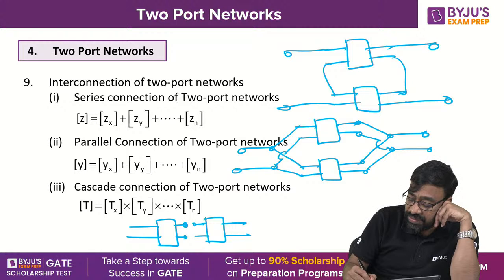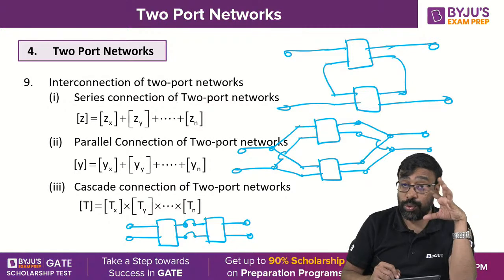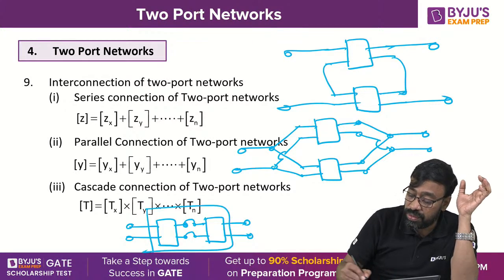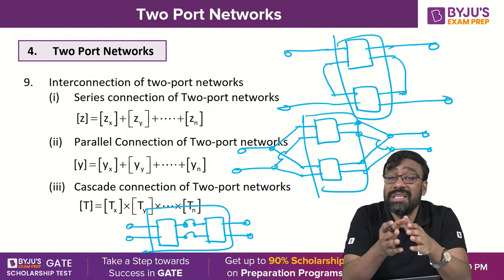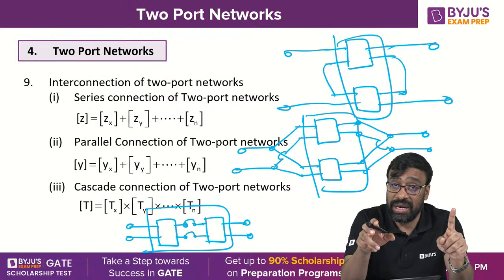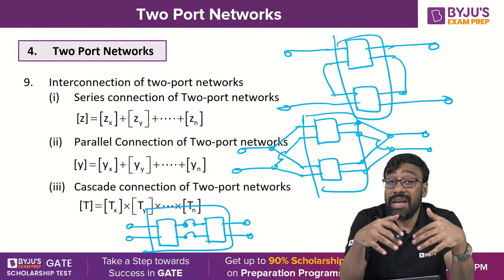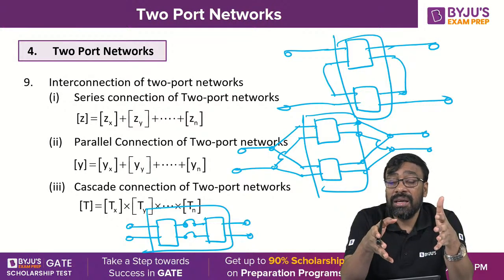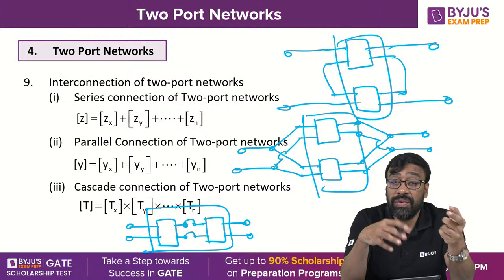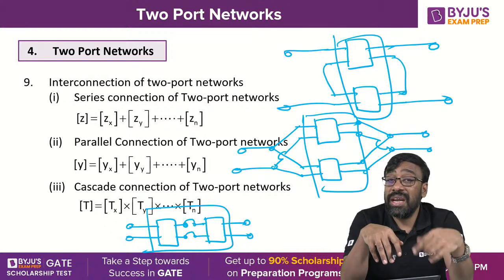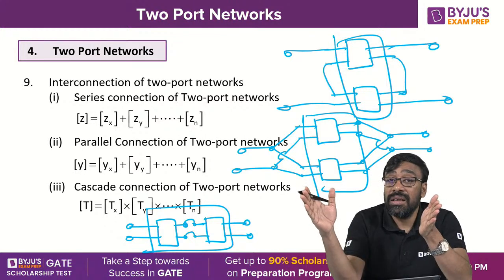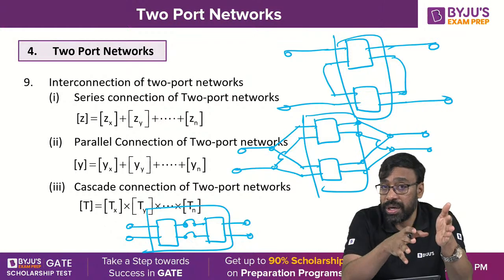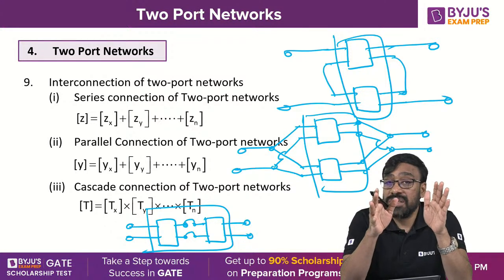The output of the first network is given as an input to the second network. These two are the ultimate two ports, so this is the resulting two-port network. When two elements are connected in series, they can be replaced by a single equivalent element. When two two-port networks are connected in series, in parallel, or in cascade, they can be replaced by a single equivalent two-port network. So that is the interconnection of two-port networks.